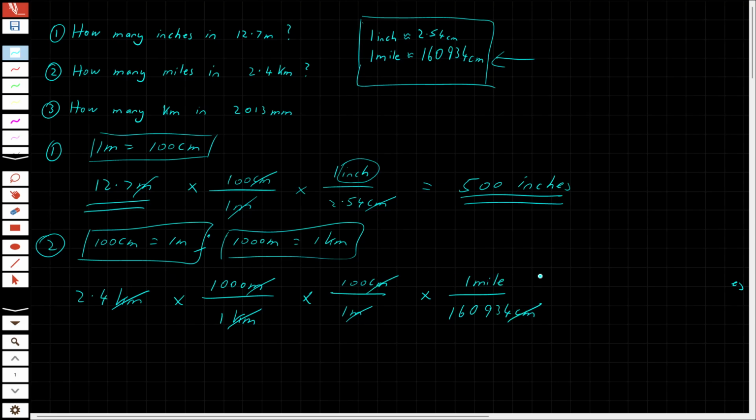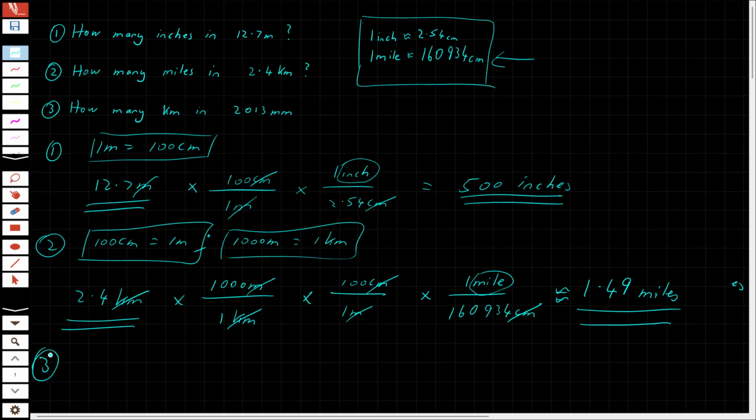If we have a look at the equation, the only unit that is left is miles, and we can multiply the top numbers, divide through by the bottom numbers. Is equal to 1.49 approximately, and that is miles. So 2.4 kilometers is equal to 1.49 miles.